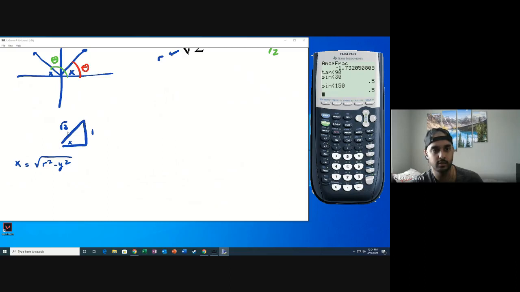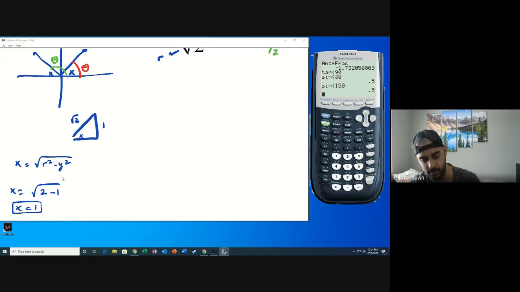Now if r is root 2, that means if I square it, I get 2. If I square y, I get 1. So 2 minus 1. So x is actually equal to 1 as well. And it should be, this is an isosceles triangle because we have 45s. Okay, so x is now 1.